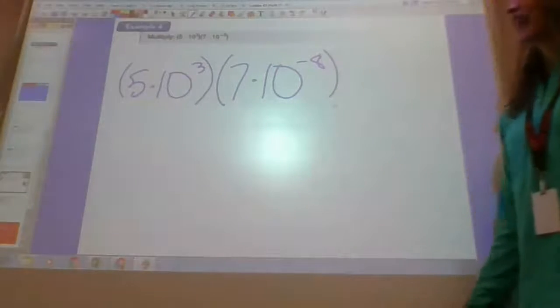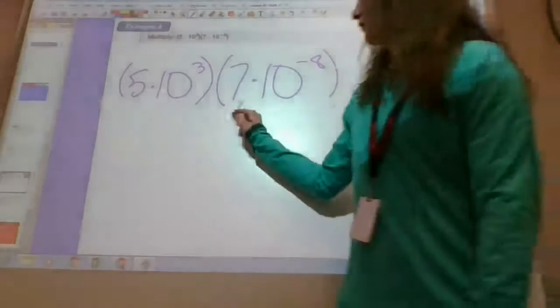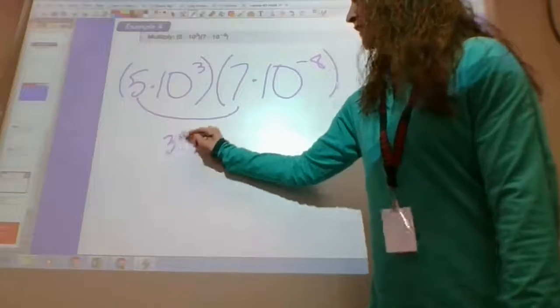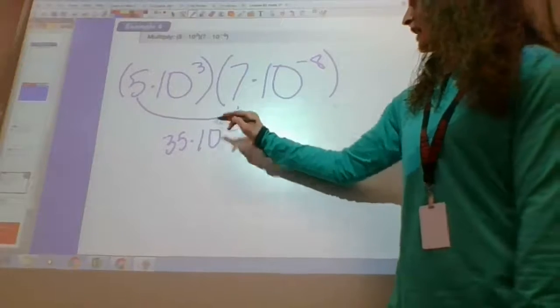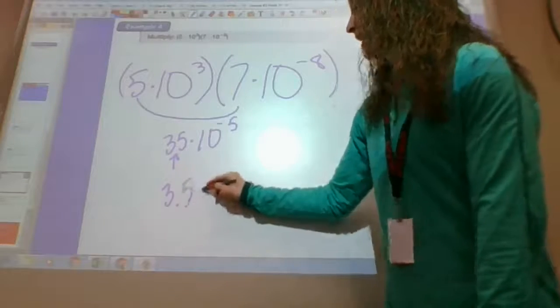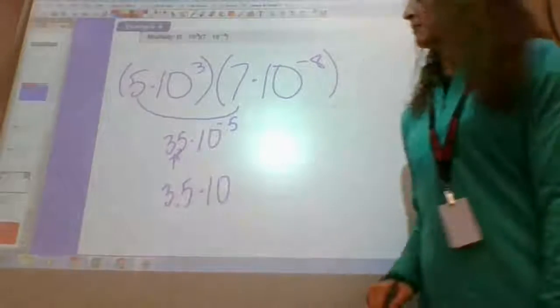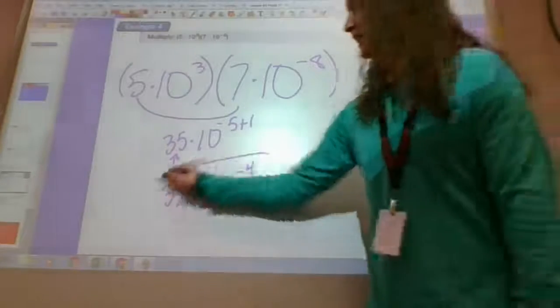So then when it comes to this, the last one, once again, if you could pause this, try it on your own. 5 times 7, 35. We add the exponents. 3 plus the negative 8. Negative 5. Decimal belongs there. So we go 3.5. Had to make it smaller. So to make this larger by 1, it becomes to the negative 4.